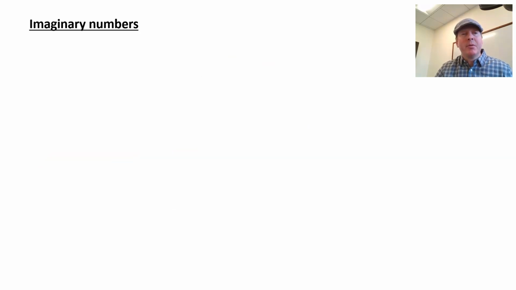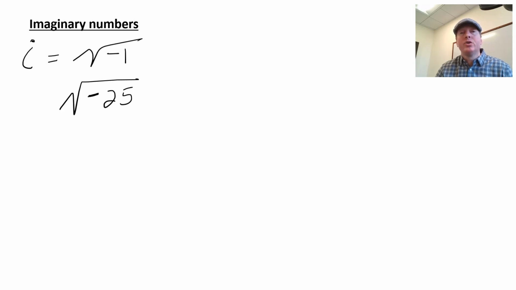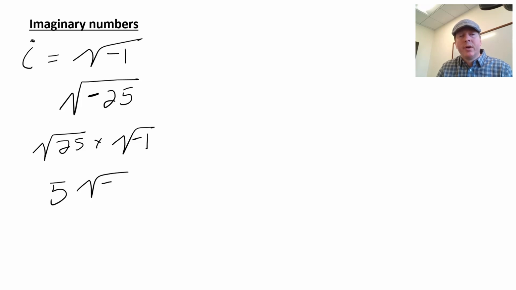Let's talk about imaginary numbers. If I were to write i, you'll see the letter i equals the square root of -1. Well, negative numbers don't have square roots. It's an imaginary number. So let's look at this a little bit. Suppose you were asked what is the square root of negative 25. How could you rewrite that? Well, that's the same thing as the square root of positive 25 times the square root of -1, which is 5 times the square root of -1, which is 5 times i. The square root of -1 is i.